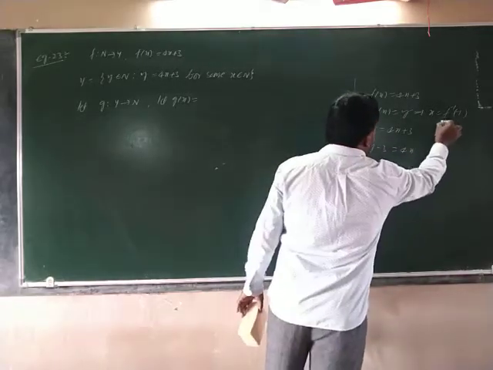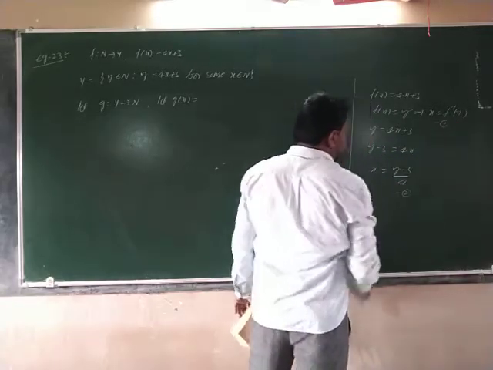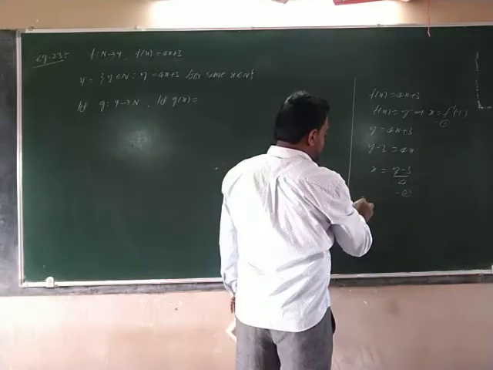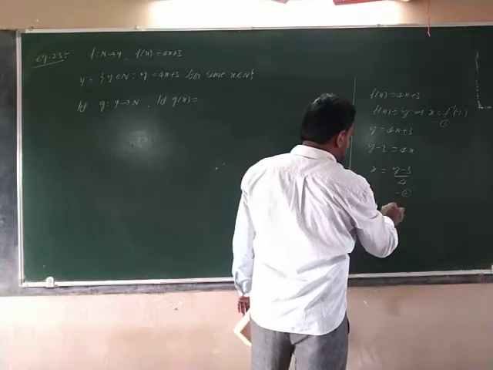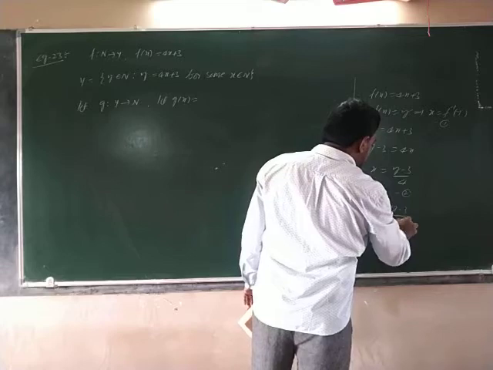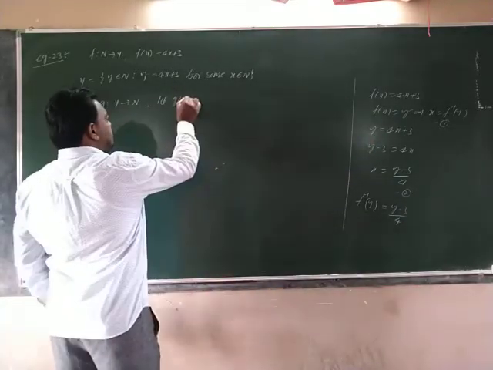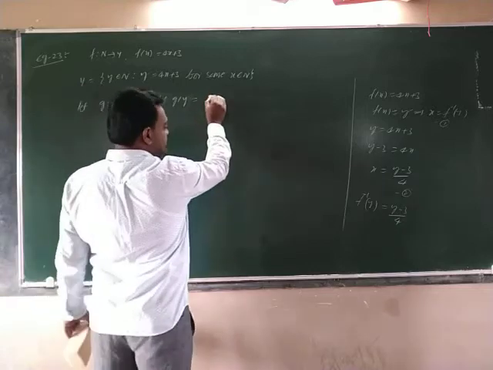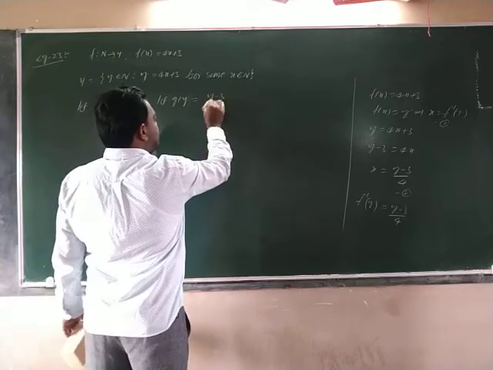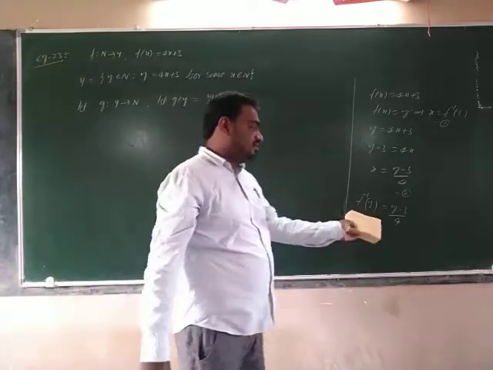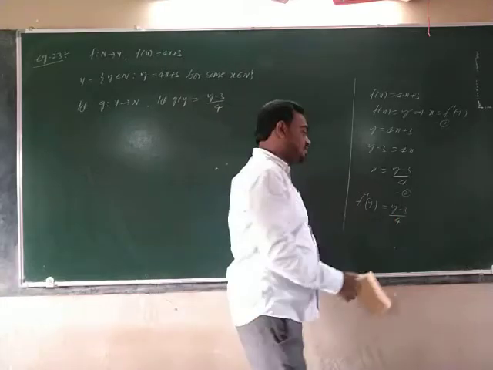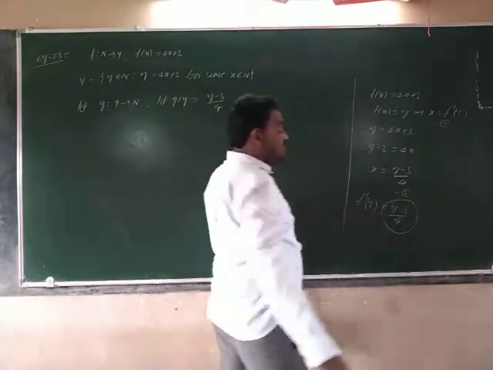So this you take as equation number 1, and this you take as equation number 2. From 1 and 2, f inverse of y is equal to (y minus 3) by 4. Otherwise, you write it like this only: g of y is equal to (y minus 3) by 4. This one you take as f of x, and this function you take as g of x.